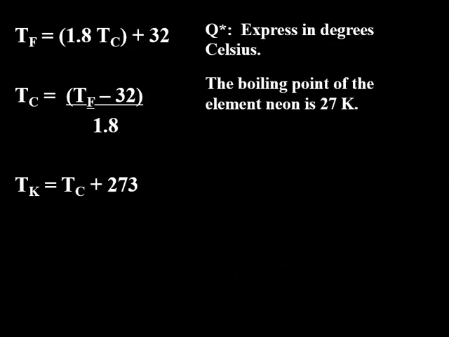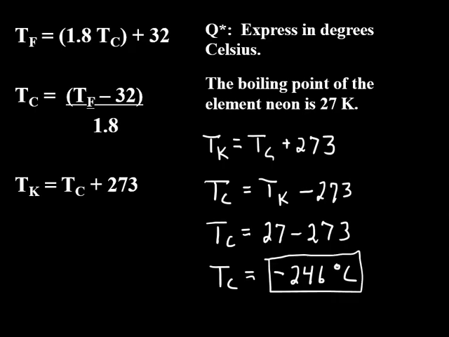Let's try one more calculation. The boiling point of the element neon is 27 kelvins. And let's express this in degrees Celsius. We know the temperature in kelvins is equal to the temperature in Celsius plus 273, but we want to convert from kelvins to Celsius. So we need to rearrange this equation.